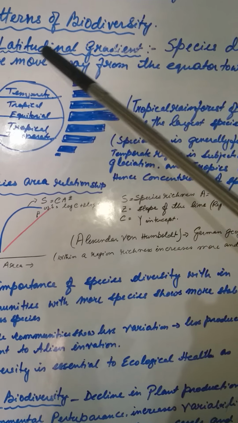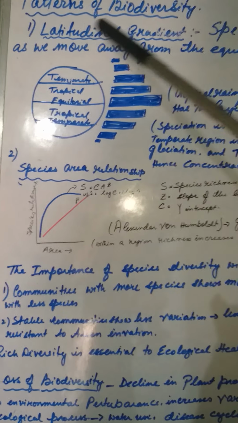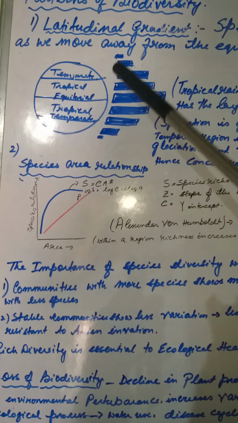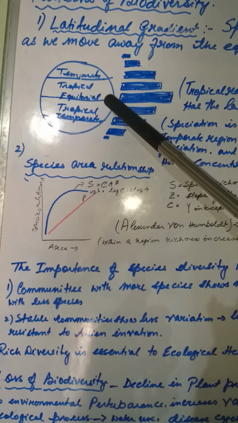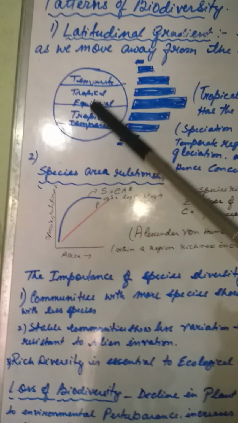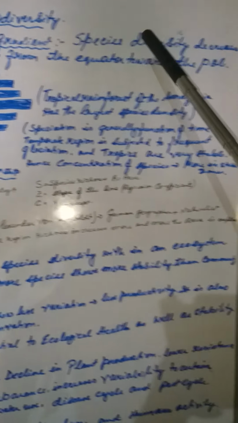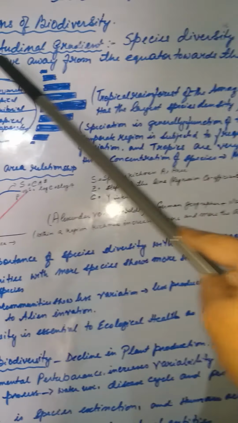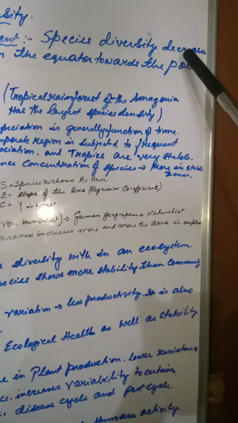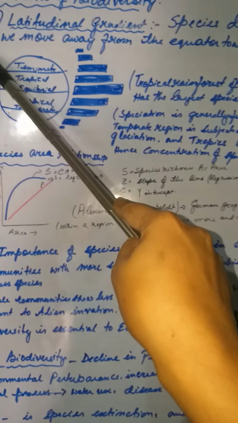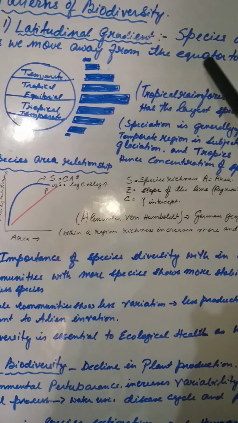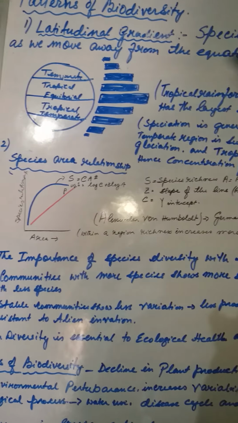One is the latitudinal gradient. What is latitudinal gradient? Distribution of organism or species from the equator towards the pole. So the theory says that the species diversity decreases. You see, the species diversity decreases as we move away from the equator towards the pole.